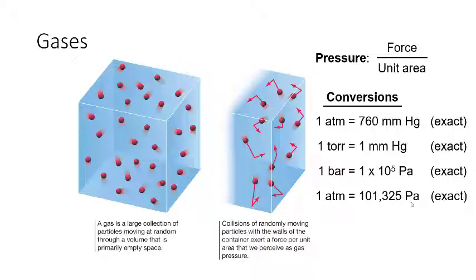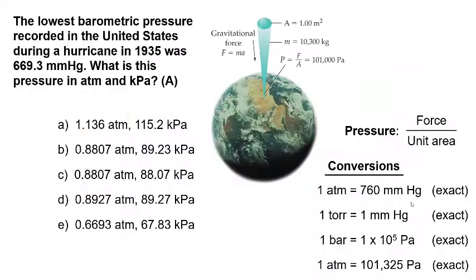So let's practice real quick, given these conversion tables, to convert between two different pressure units. So, given this problem, the lowest barometric pressure recorded in the United States during a hurricane in 1935 was 669.3 millimeters of mercury. What is this pressure in atmospheres and in kilopascals? So, given the conversion factors shown on the right-hand side of the table, pause your video and work through these conversions.